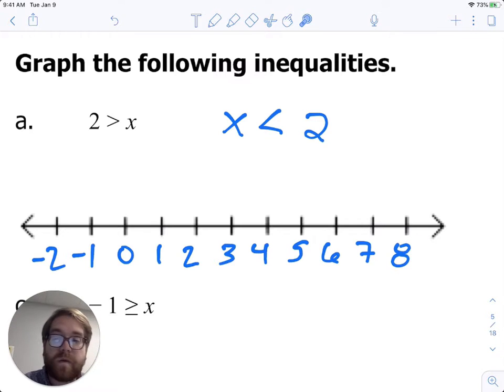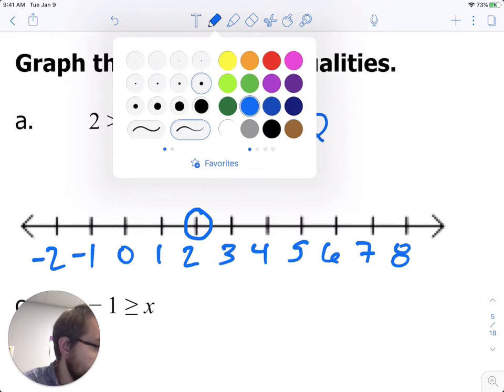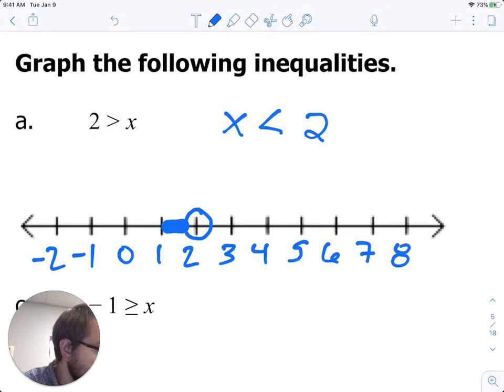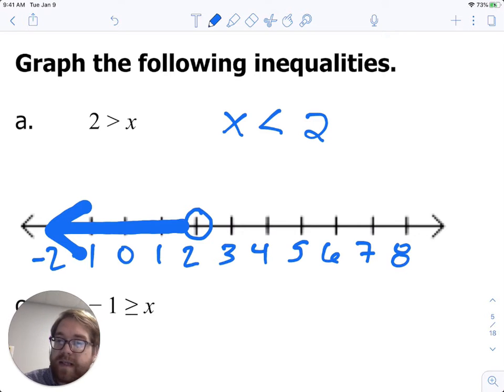And then that's similar to what we've worked with before, so I can graph that. So x is less than 2, so it's an open circle at 2 because it's just less than. And if we're talking about x is less than 2, then that's all the numbers that are smaller than 2, so we will draw our arrow to the left. And that's how we would graph 2 is greater than x. We can just flip things around, and it's a little bit easier to see that way.